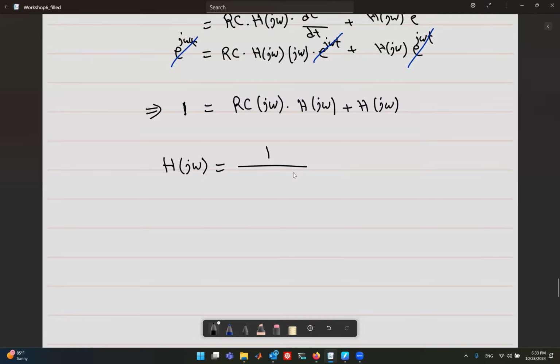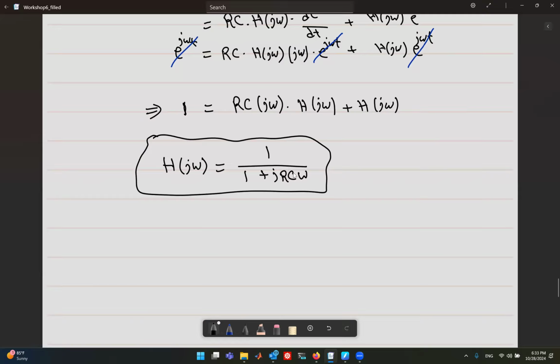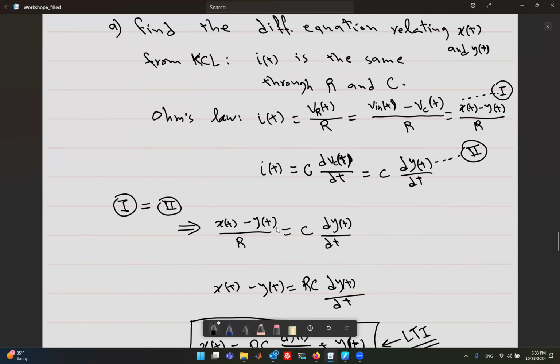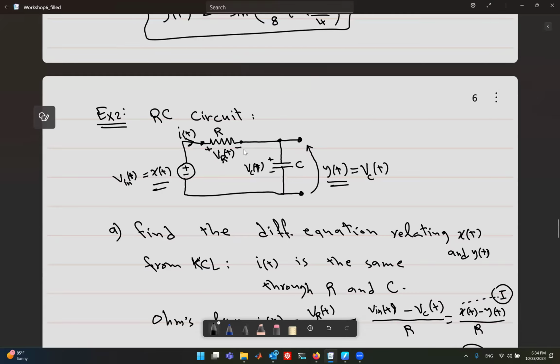Or 1 plus j RC omega. And R and C are just the resistance value and capacitance value, so you just deal with them as some given constants. Those are mainly design parameters. And at the end, you will find that this circuit is actually a low-pass filter.